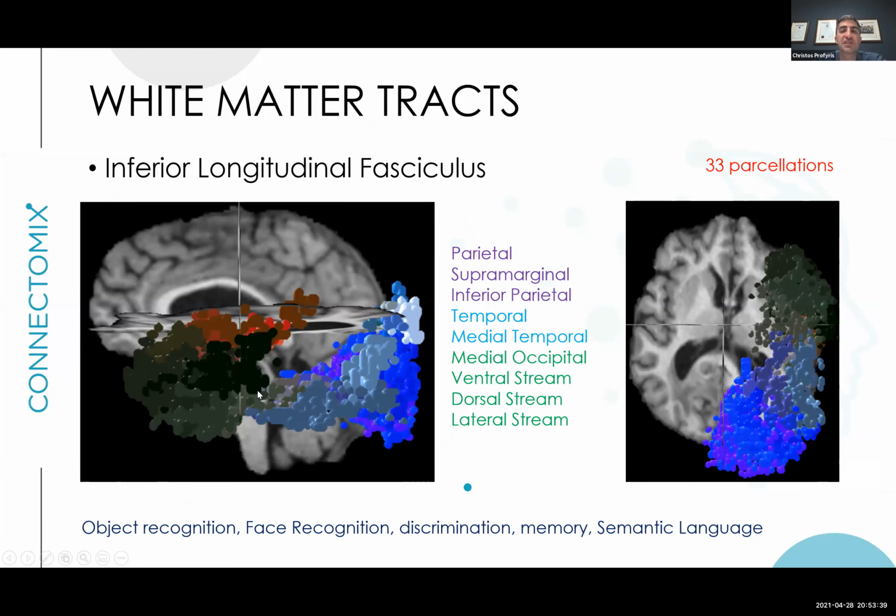But this one's very interesting. It's actually very important in object recognition, face recognition. So it plays part in that ventral system of the occipital lobe when we're looking at visual. So it's the ventral visual processing system, or the ventral stream. It's also got involvement in memory and semantic language.